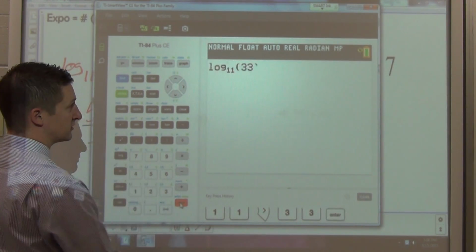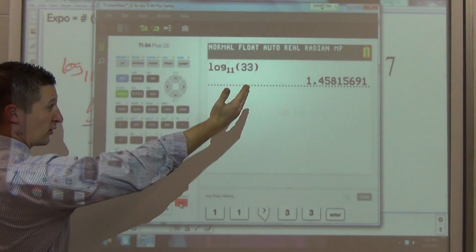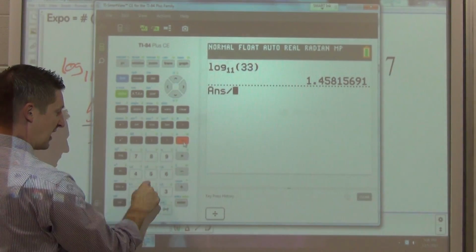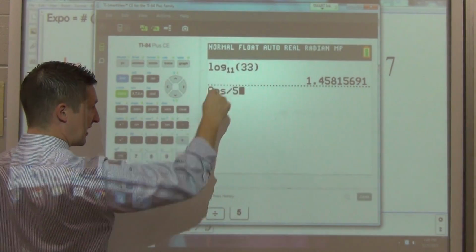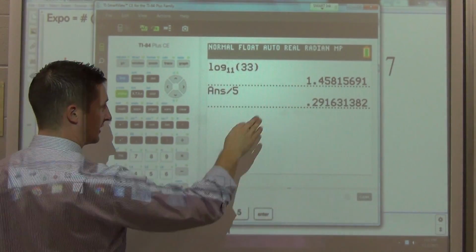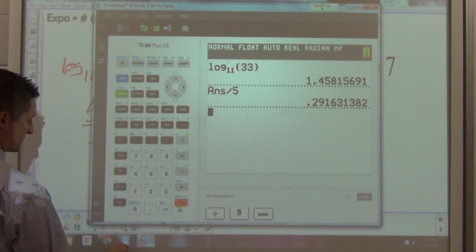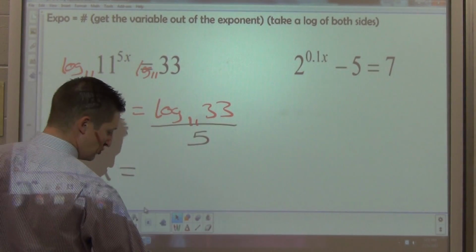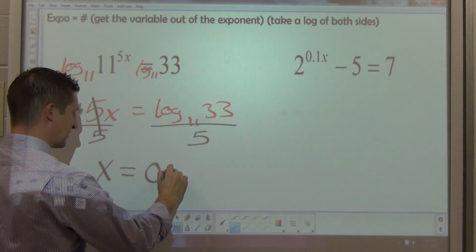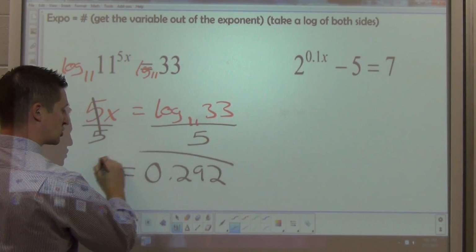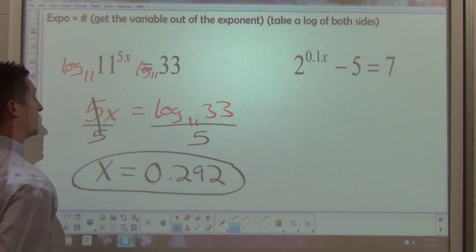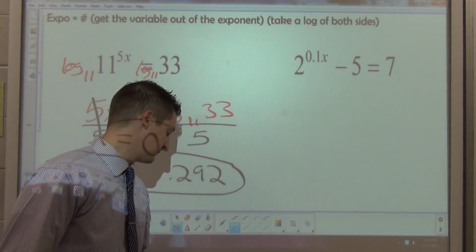I'll hit enter to evaluate it, and then if that's what I'm going to get, I'm going to take that divided by 5. I'll go ahead and take the previous answer, divided by 5, hit enter, and get 0.292. We'll round it to 3 decimal places in this case. So 0.292 would be the answer to my exponential equation. If you want to plug it back in and check it out, you certainly could.